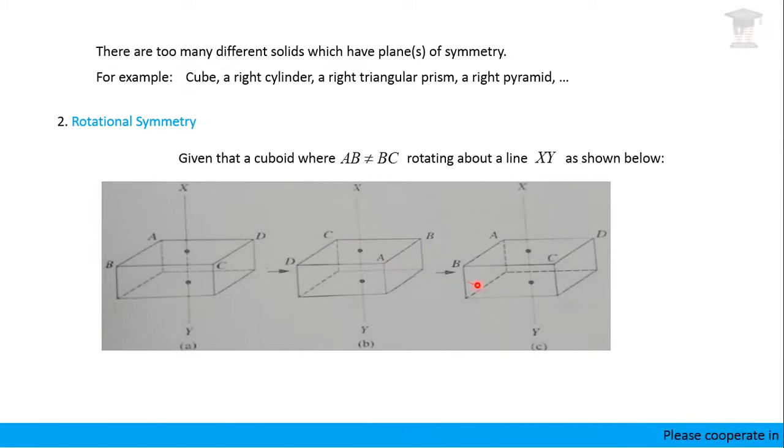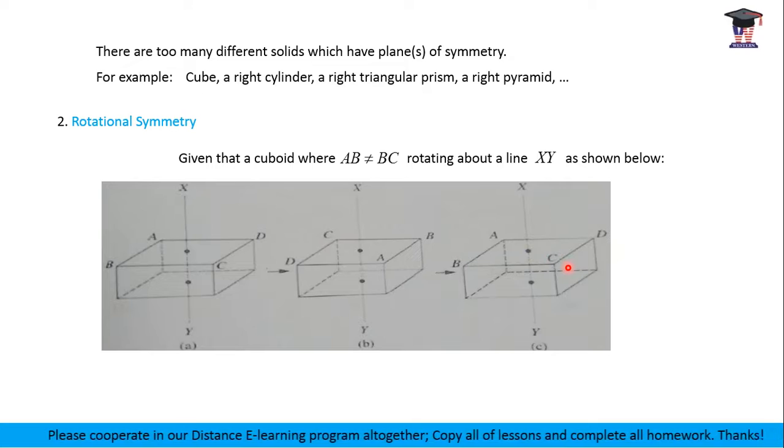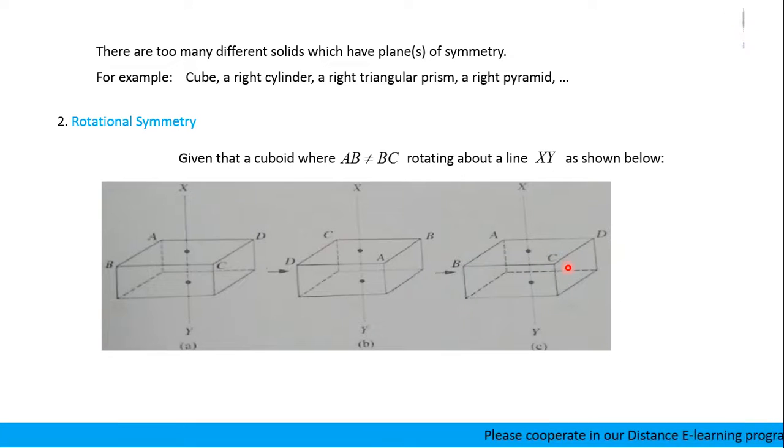And then next, moving one more time. So we get the figure in A and the figure in C right now. Both are the same. It means now it fits the original shape. So we rotate it 2 times. We can say that there are 2 orders of rotational symmetry.